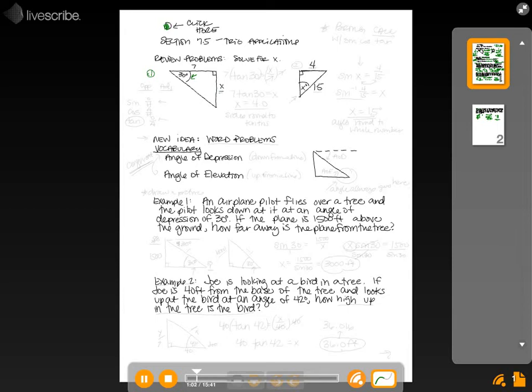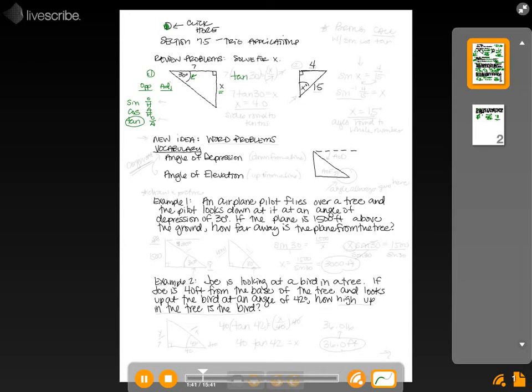If we're going off that angle, we want to look at the sides they give us. Well, they give us the side across from the 30 degrees, which is the x, and they give us the one next to it, which is the 7. If we have across, which would be opposite, and if we have adjacent, if we look back at our trig functions, we've got sine, cosine, and tangent. And remember, sine is opposite over hypotenuse, cosine is adjacent over hypotenuse, and tangent is opposite over adjacent. If we look back at those, the only one that has both opposite and adjacent is tangent.